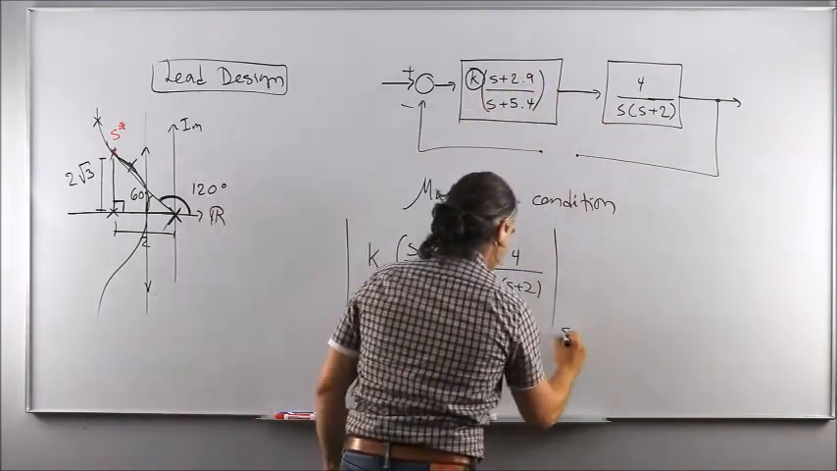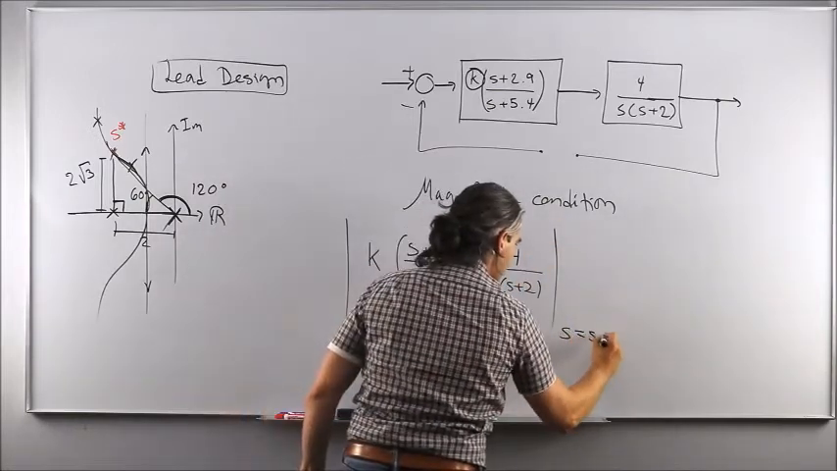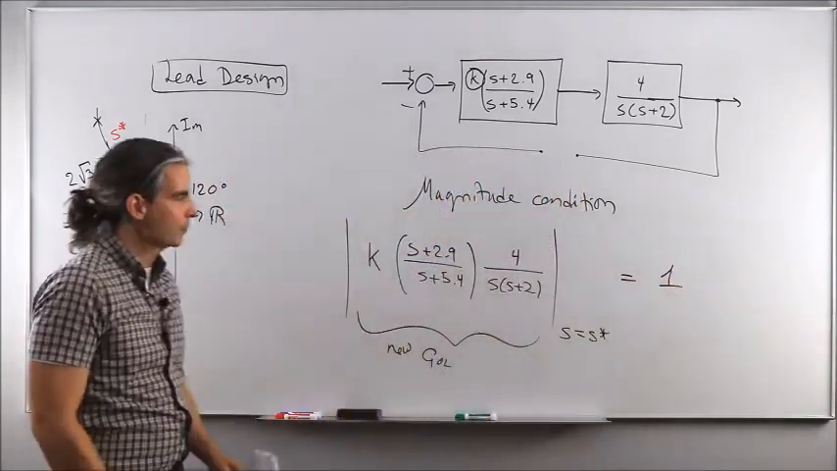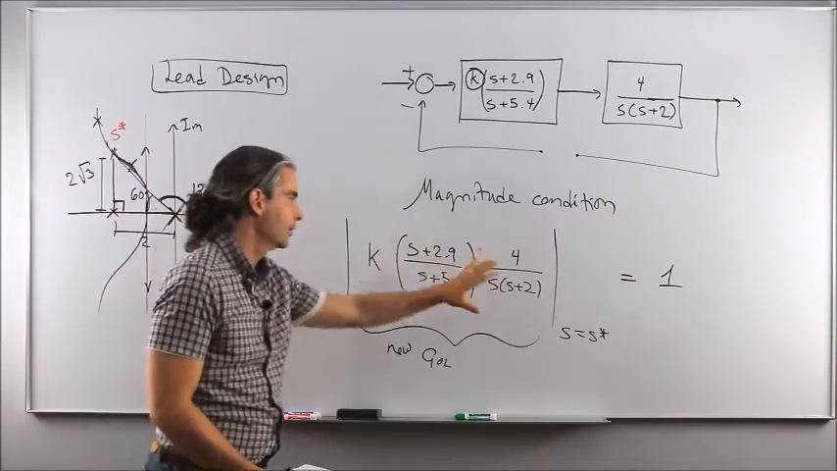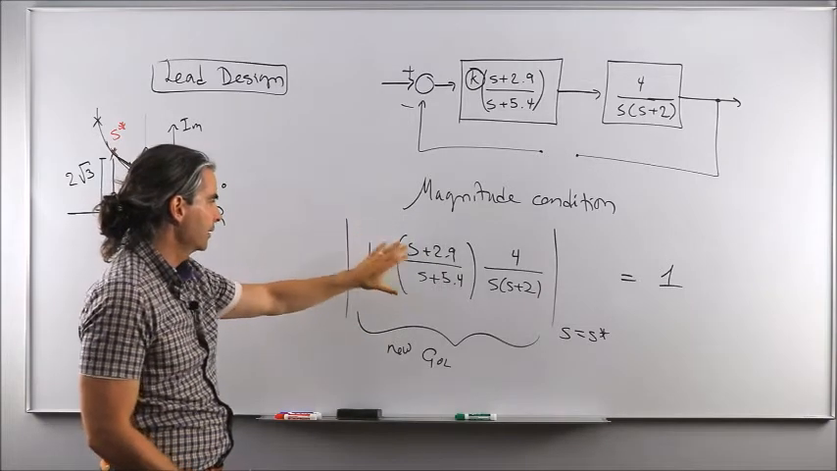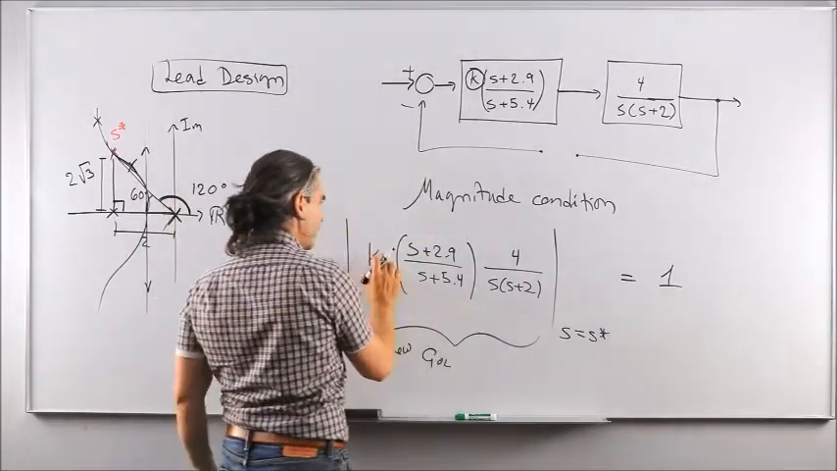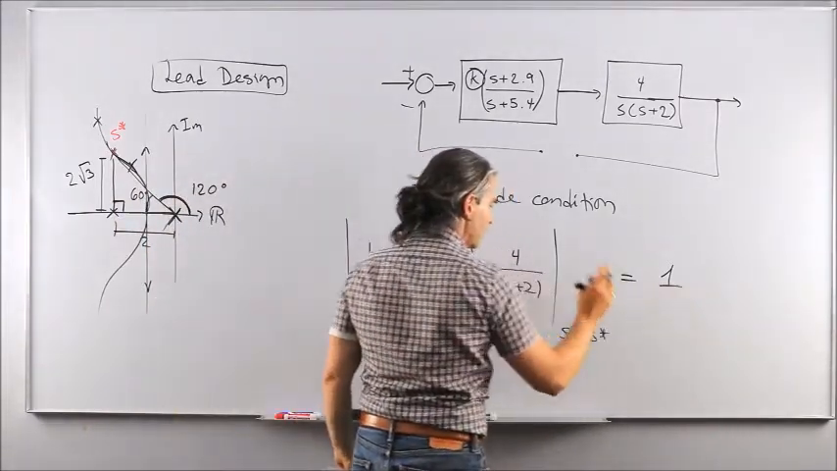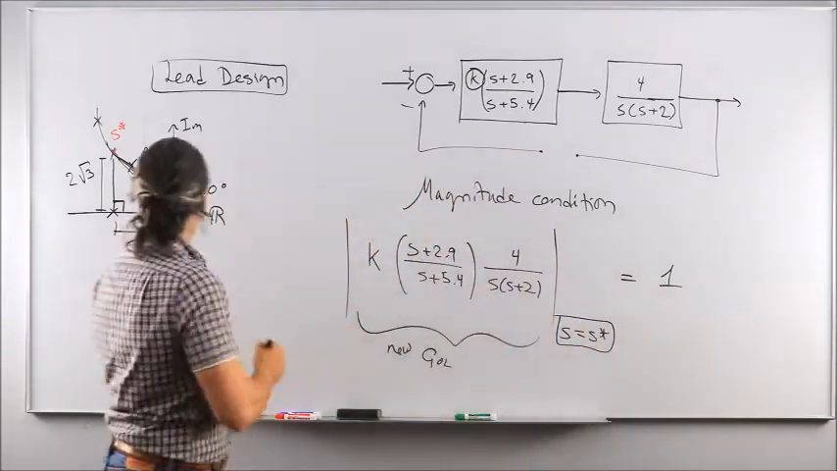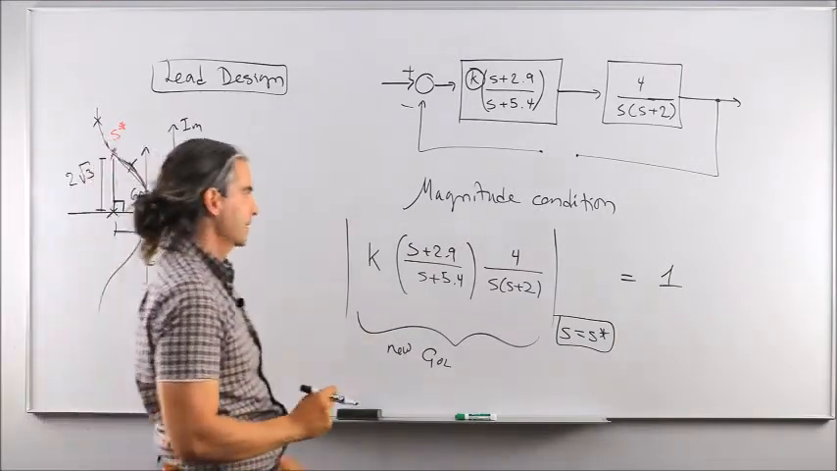If we evaluate that in terms of magnitude, i.e. those two vertical lines, at S equal S star, we should end up exactly with 1. And because the only unknown in that entire equation is K, we'll be able to solve for K equal to whatever value, such that when we take the norm of everything with the new K value, we exactly get 1 when evaluated at the desired pole location, or the desired bus stop along the new paths. Okay? Nice.